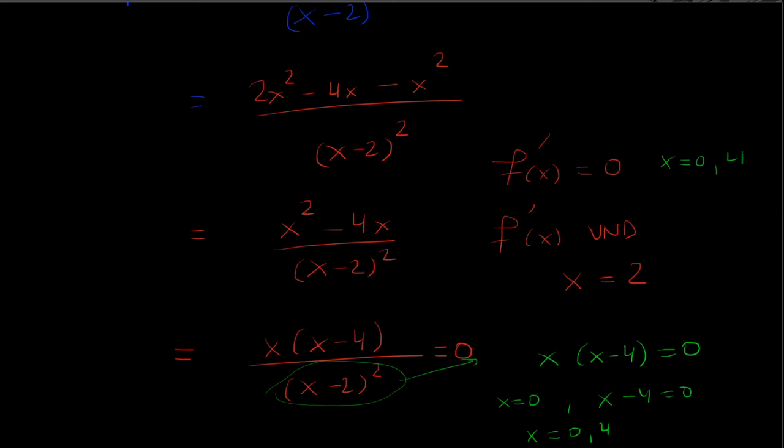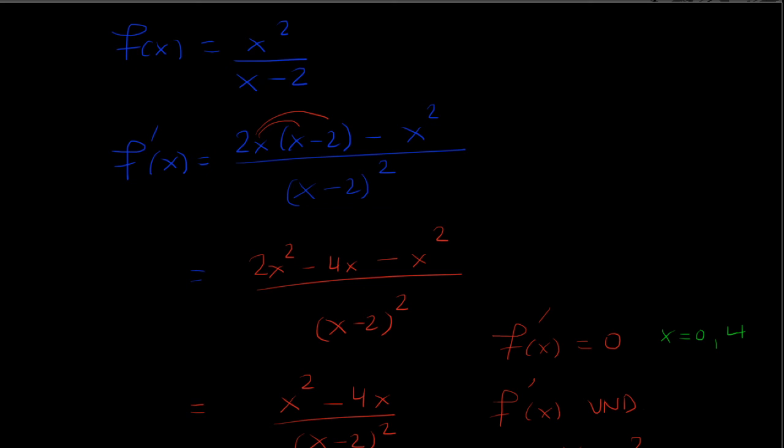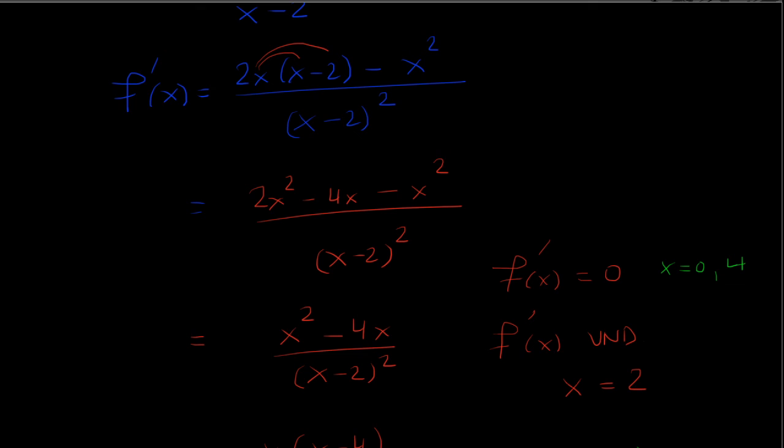Last thing, you always want to make sure that the critical points that you found are part of the domain. So are 0, 4, and 2 part of the domain of this function? You always have to go back to the original function, f of x, and notice here x cannot equal 2. So we must eliminate x equals 2 and say that our critical points will be 0 and 4.